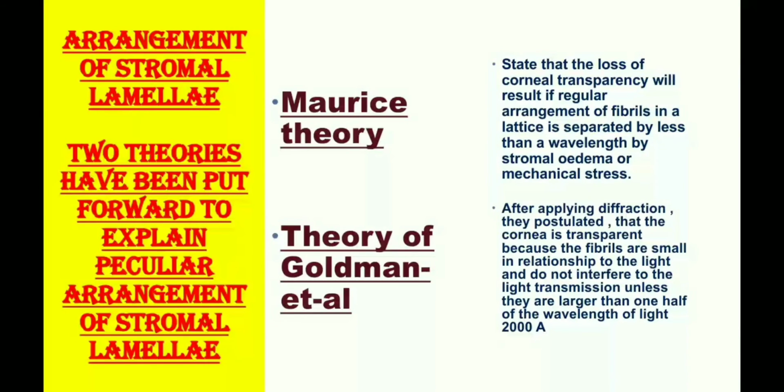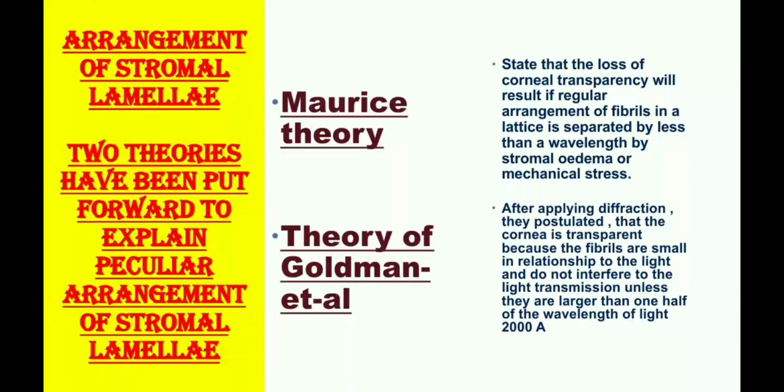It means when he applied diffraction in the cornea, he postulated that the cornea is transparent because the fibrils are not taking any part in the transmission of light unless the light has more than a wavelength of 2000 Angstrom. Okay, so the normal wavelength is 2000 Angstrom, and that doesn't take part in loss of corneal transparency. But if it is larger than 2000 Angstrom, then it takes part in the loss of corneal transparency.